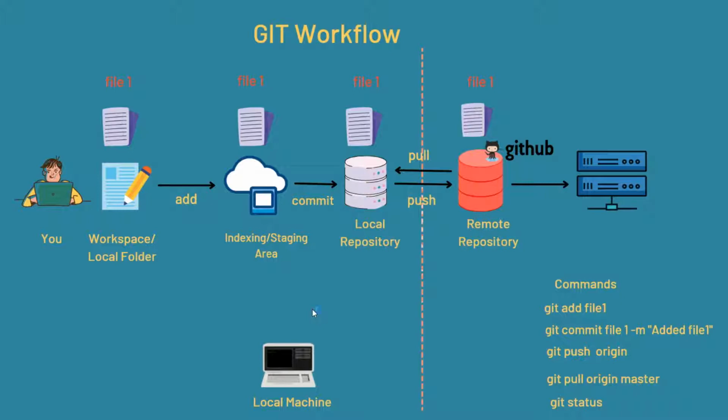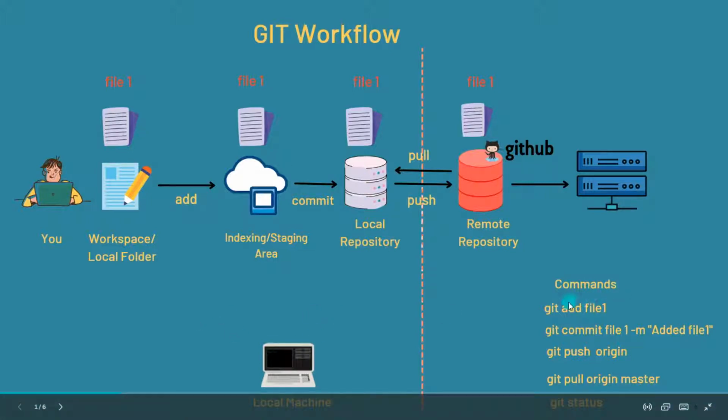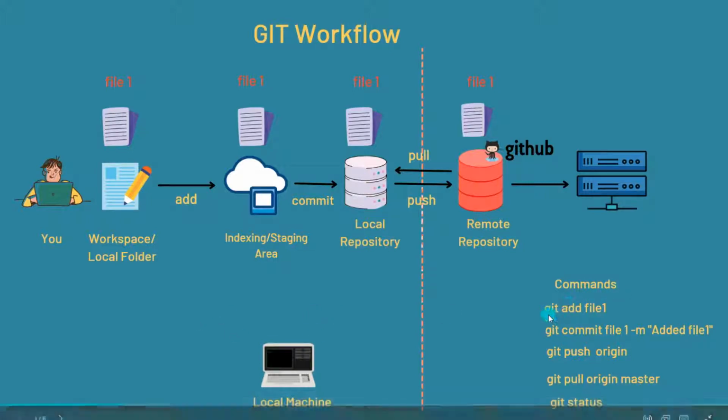And how can we add that? By executing a simple command called git add file 1, in our case. Now the file is staged in this area. Remember one thing, the staging or the indexing area is the replica of your workspace or local folder.